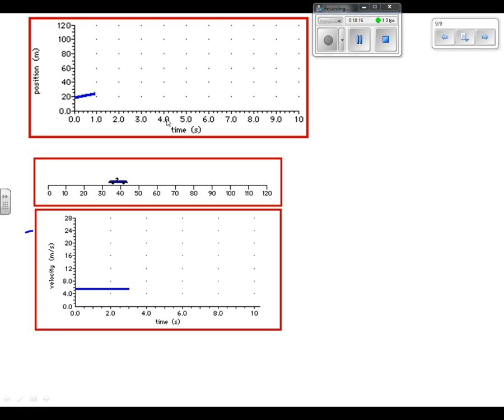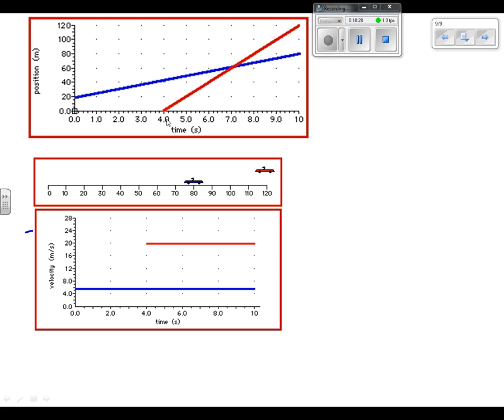Okay. So, a couple things about this one here. Let's just talk about this. We got a blue car and a red car. The blue car is obviously the blue graph, and the red car is the red graph. Which one is traveling faster? Red car. How can you tell?